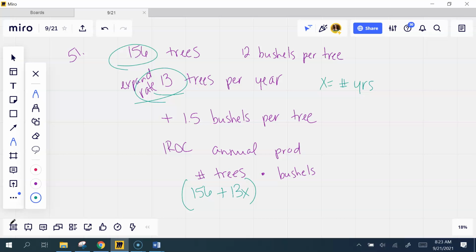How about the number of bushels per tree? This is bushels per tree. 12. But every year, because I know how to do husbandry, whatever that is, it increases 1.5 bushels per year. So it's 12 plus.